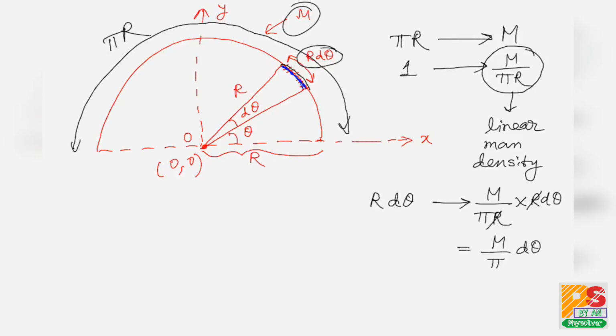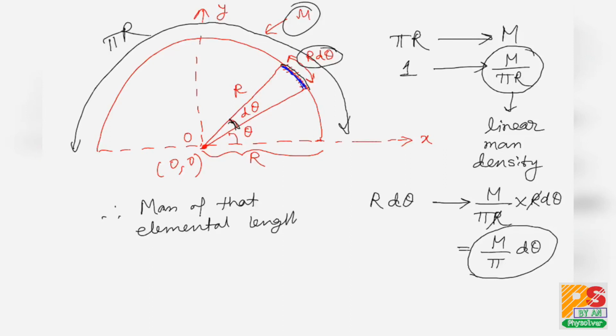The students who like to think more, you can derive this thing just by simply taking this angle. Try it at home. Therefore I can say that the mass of that elemental ring, elemental length, that is small element, is dm equals m by pi into d theta. This is the first step. Now proceed to the next step.